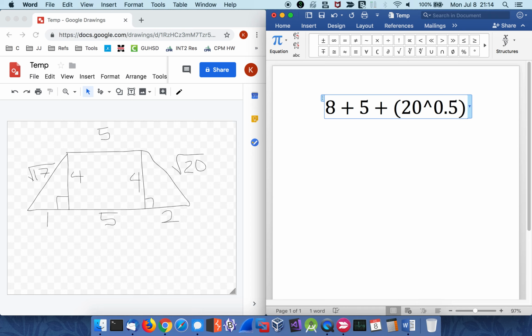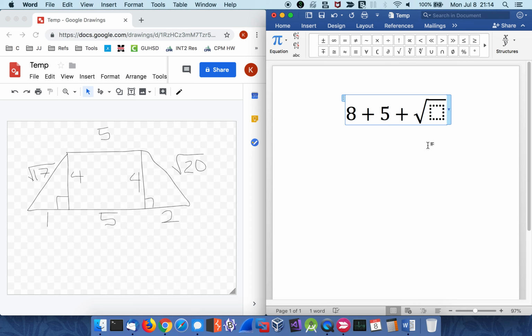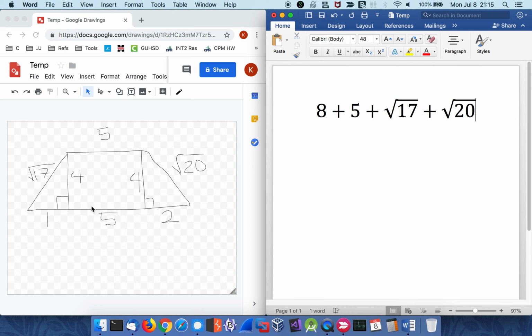I don't know if that's actually going to be displayed right. Let's just do it this way. Okay, plus 17, and then plus the same thing, but it's going to be 20. There we go. And so that's going to be our perimeter. This side plus this side plus this side plus this side. Okay? And so then we can probably just use our calculator to figure out this one.